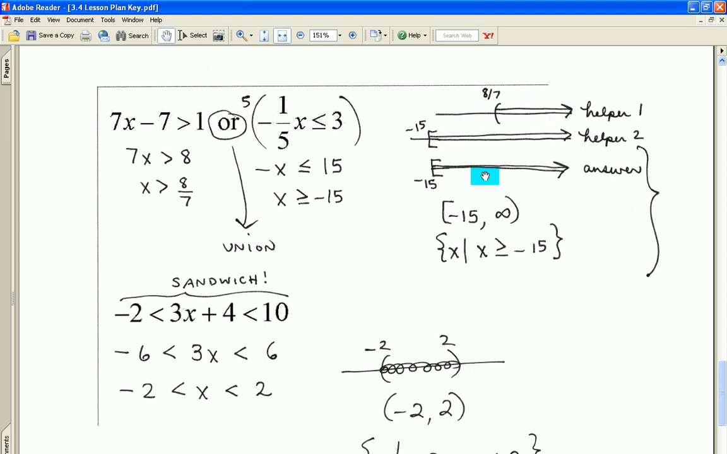So we end up with all numbers greater than or equal to -15. I bracket -15 with an infinity, because that's infinity. And in set builder notation, we have the set of all x's such that x is greater than or equal to -15.